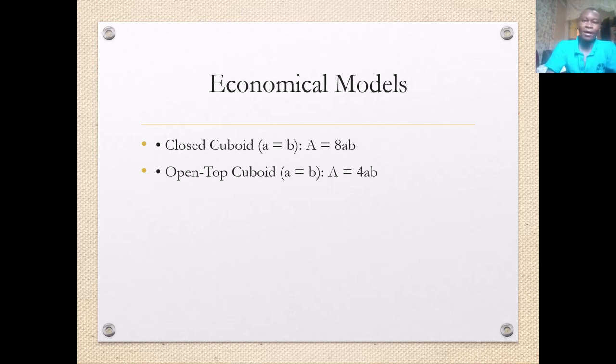That's what we have, and the economical models are now the closed cuboid. Of course a is equal to b, and the surface area A is equal to 8 times a times b, which is 8 times length times width. That will give us the surface area of any most economical cuboid system, which is closed. And then for the open top cuboid, we are going to have a is equal to b as obvious, but the surface area is going to be 4 times length times width, which is 4 times a times b.